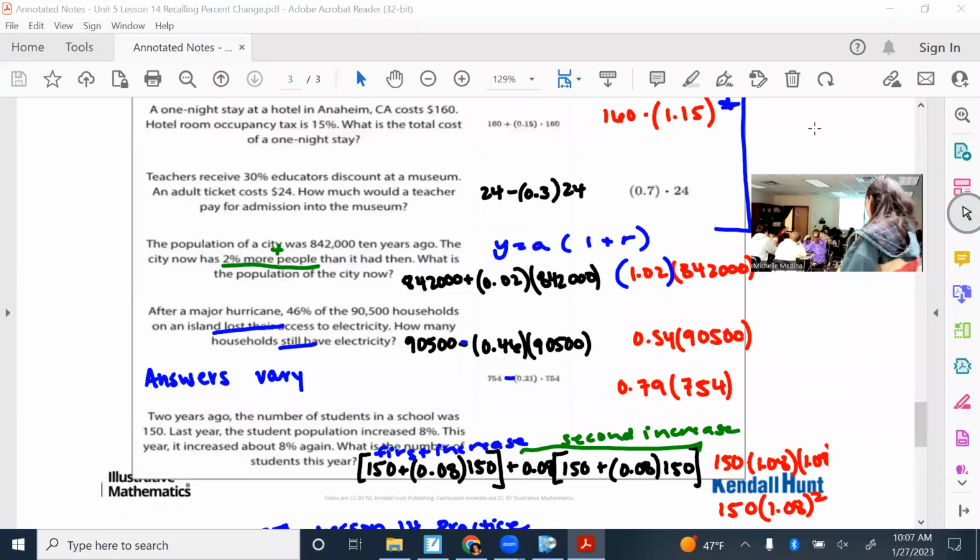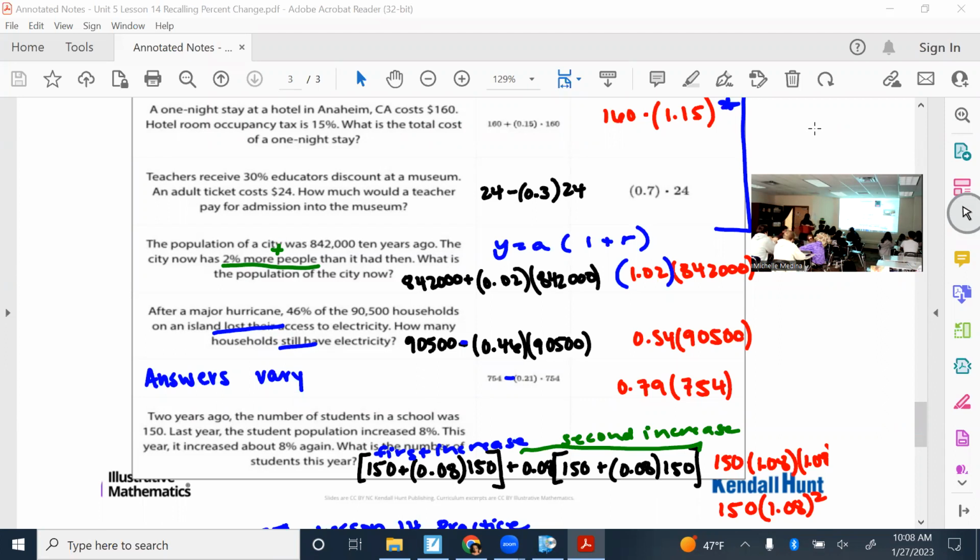All right, so voices off. We did the first 2 together. We're on the 3rd row. So the population of a city was 842,000 10 years ago. The city now has 2% more people than it had then. What's the population of the city now?